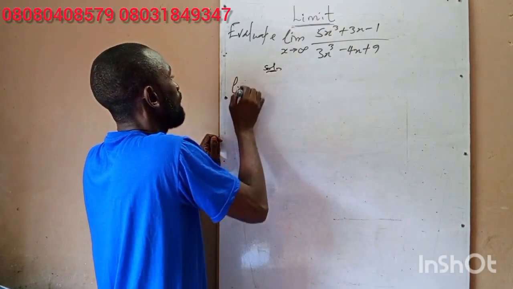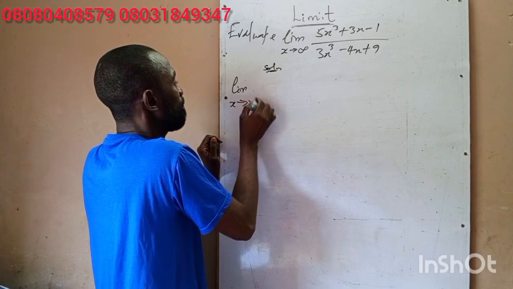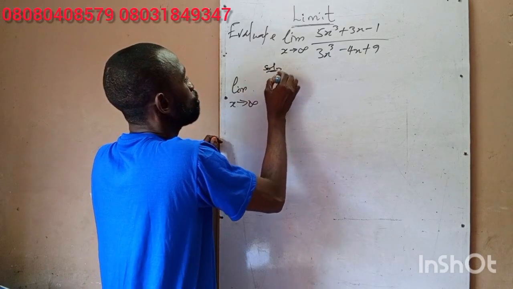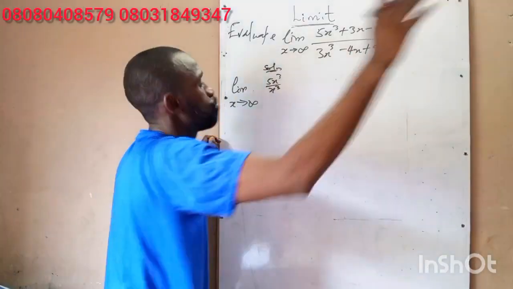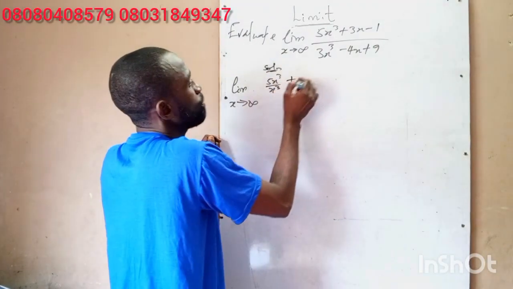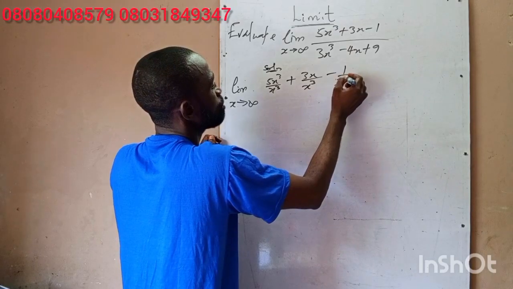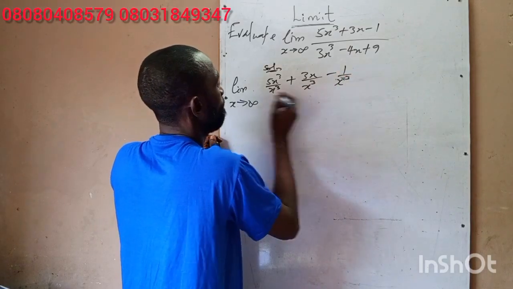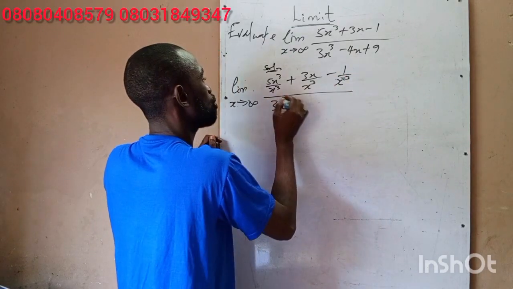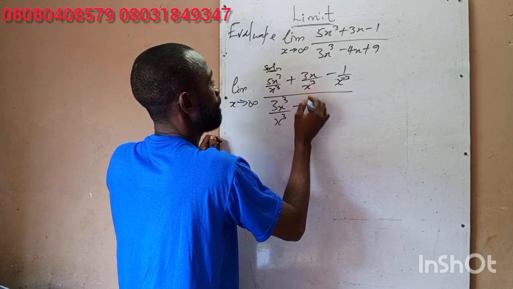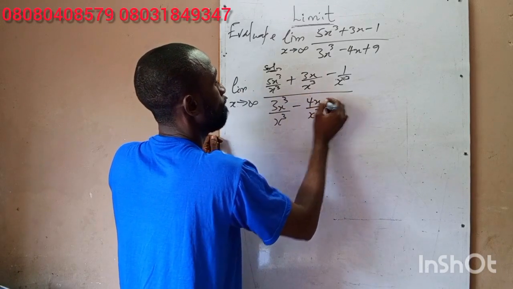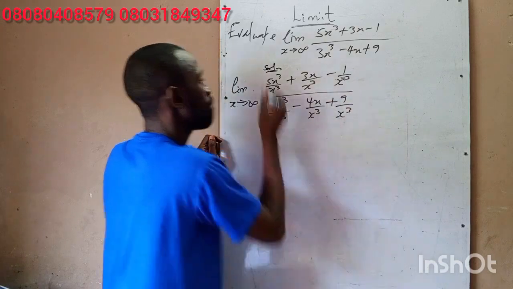We're having the limit as x approaches infinity of 5x cubed all over x cubed. I will divide everything throughout by x raised to power 3. Then plus 3x all over x cubed, minus 1 all over x cubed, then all over 3x cubed over x cubed minus 4x over x cubed plus 9 over x cubed.